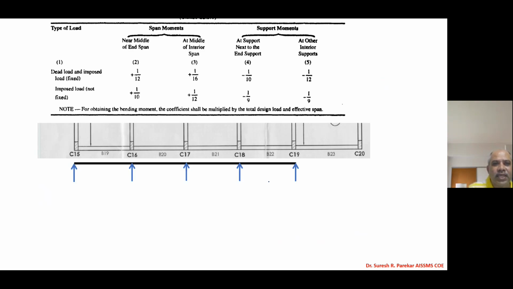Now if we go to this, we have table 12, and the page number, as we have already seen, is 36. Now we will see how we go for these coefficients. First we have the coefficient for dead load, and then the coefficient for imposed load. So first we will go for dead load, and we have span moments, dead load.